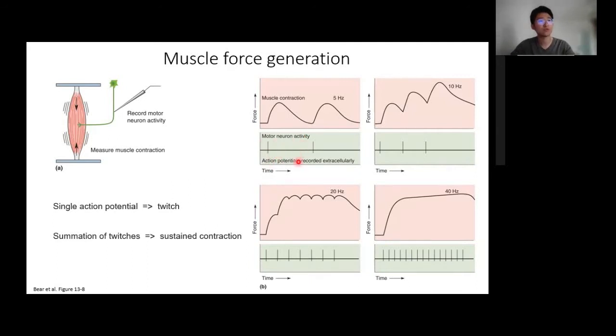With a lower frequency of action potentials, we see small, separate peaks of muscle force. However, if we increase the frequency of action potentials, we see these peaks sum up. This is called summation. When the frequency is sufficiently high, the muscle force generation becomes smooth.